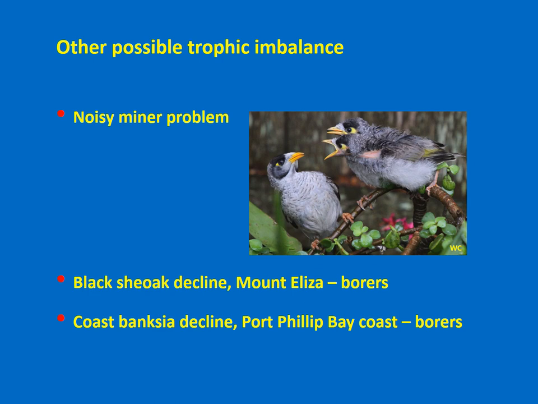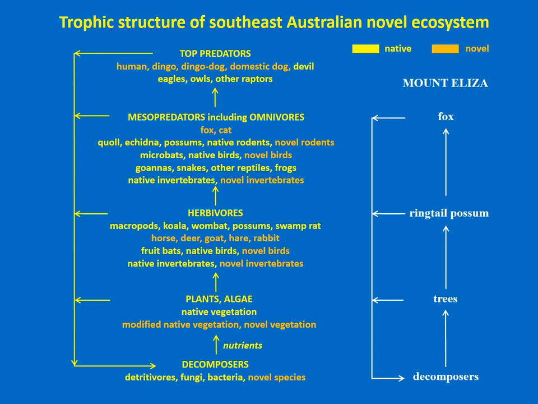This is the trophic structure of the Southeast Australian novel ecosystem. The novel species are in orange. So at any particular site, a number of food chains occur. Not all these species occur at every site. So a number of individual food chains mesh to become a food web. Now, an example is Mount Eliza, which is a simple ecosystem in which the fox is the top predator.